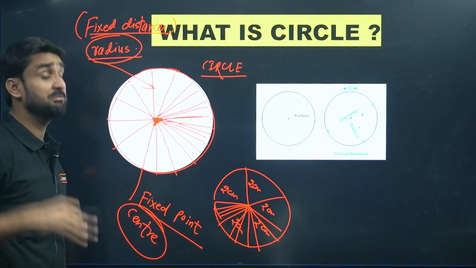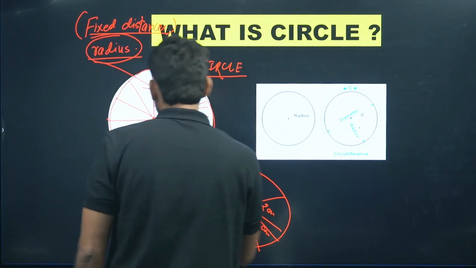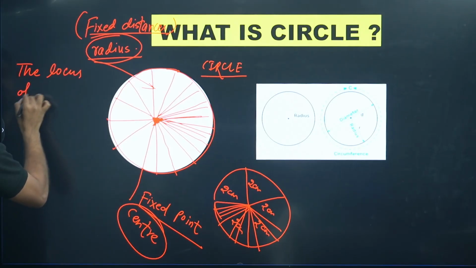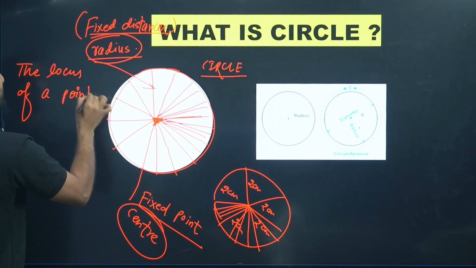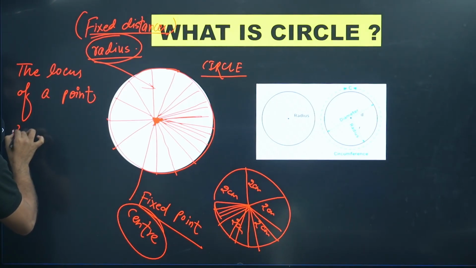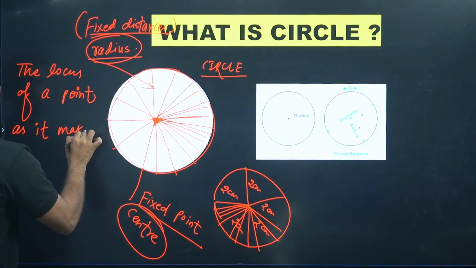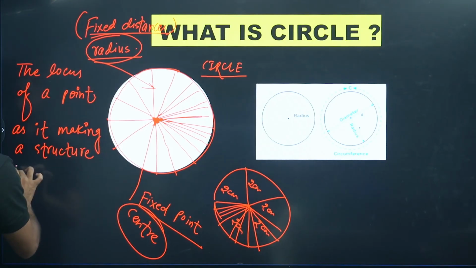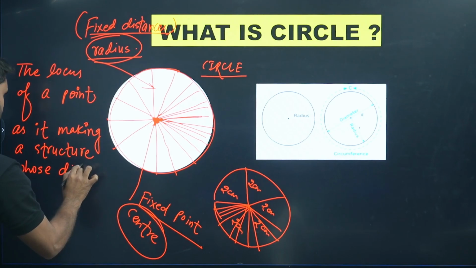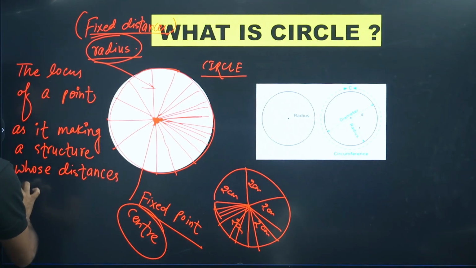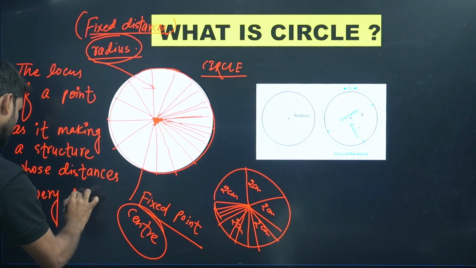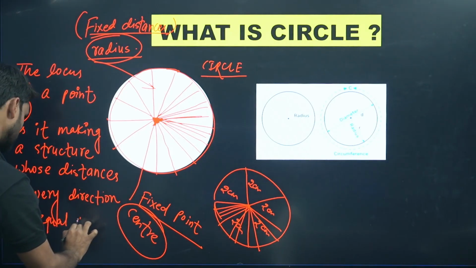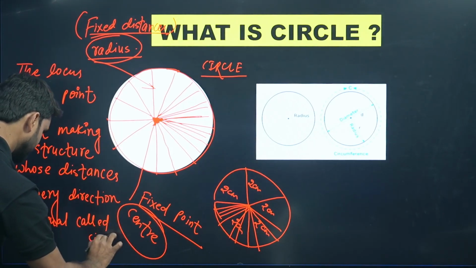There is one more definition of the circle in pure mathematics language. In pure mathematics language, the definition of the circle is the locus of a point, as it is making a structure whose distances in every direction are equal, called a circle.